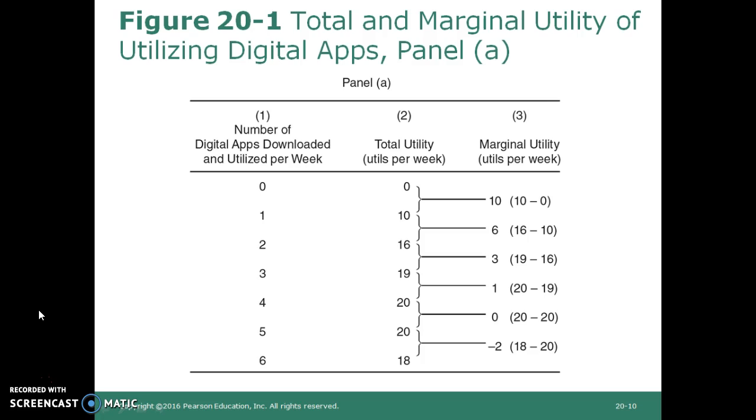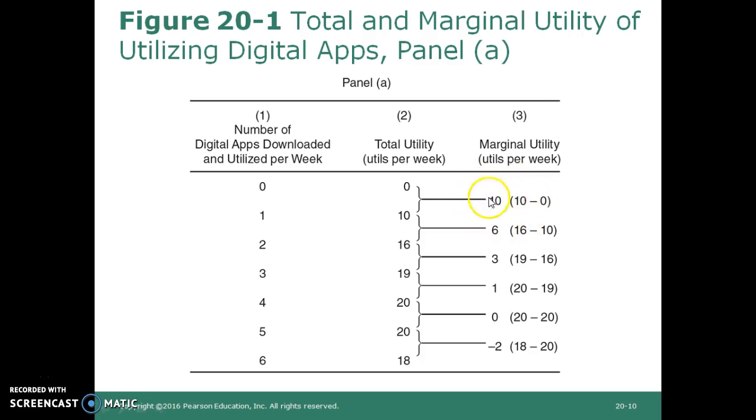So if we look at this table right here, we're trying to figure out our satisfaction and where we should stop consuming. You can make this any type of consumption. You can make this number of slices of pizza, or number of digital app downloads, but any type of consumption you can utilize. So we download 0, we get 0 utility or utils. Now we download 1, we get a total of 10 utils. From that one download, we get 10 utils.